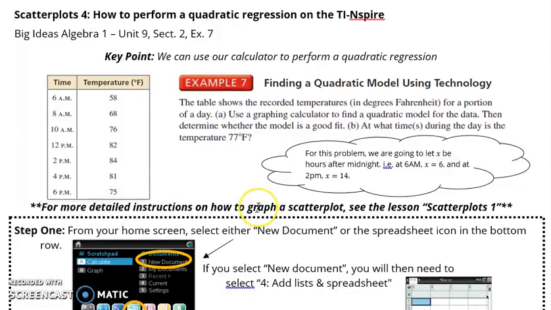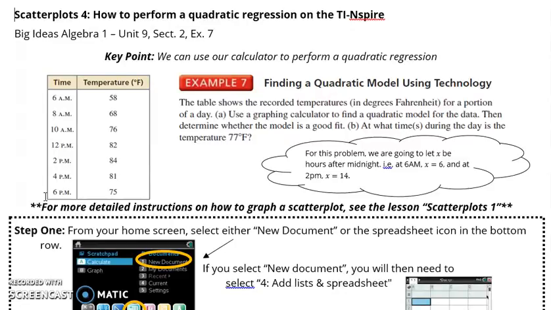Now, for this problem, it's a little bit interesting because we do have the time set up with AM and PM, which doesn't work with X. I can't have X be 6 and X be 6 again, it wouldn't be a function. As well, I know 6 AM is different than 6 PM.